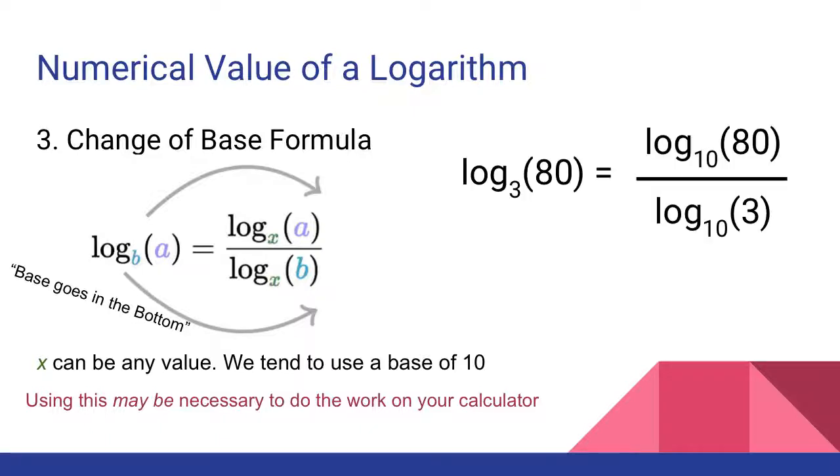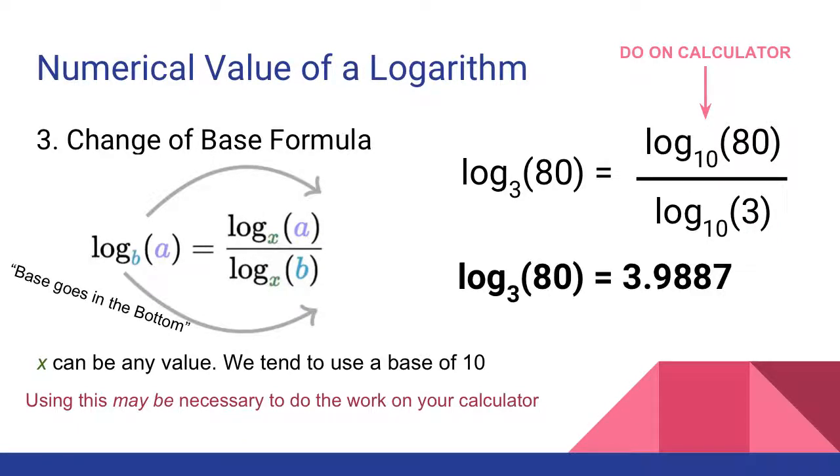So if you had log base 3 of 80, the base would go in the bottom, where you have log base 10 of 3. The 80 will go in the top, where you have log base 10 of 80. All you need to do is type this ratio on your calculator. You do log base 10 of 80 on the calculator, do log base 10 of 3 on the calculator, and then you divide those, and you'll end up with your decimal value, 3.9887. So what that means is that 3 to the 3.9887 is equal to 80.